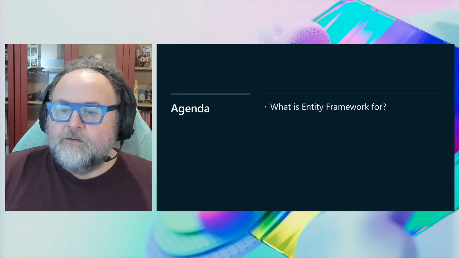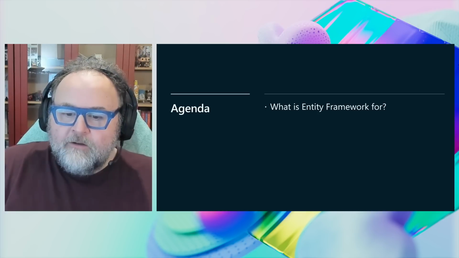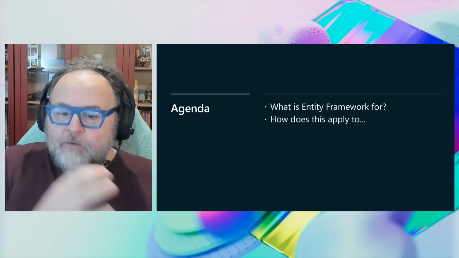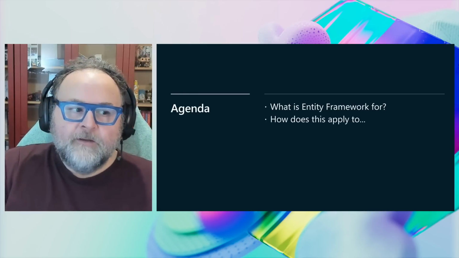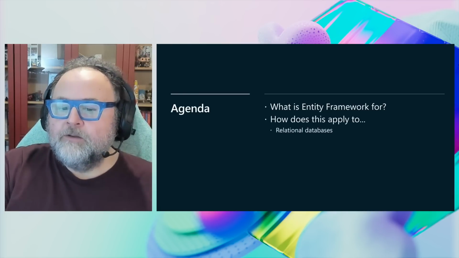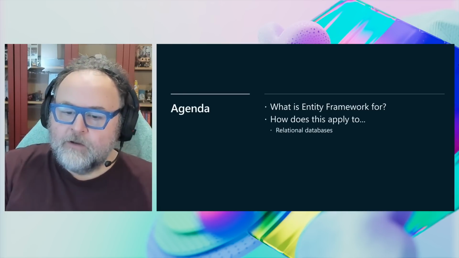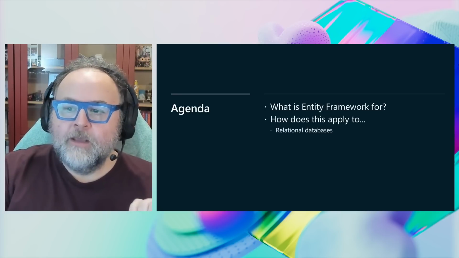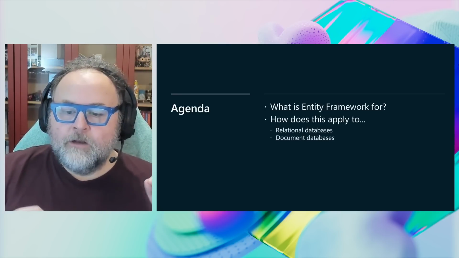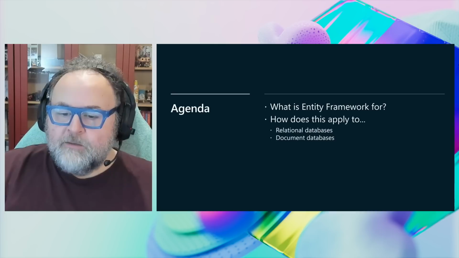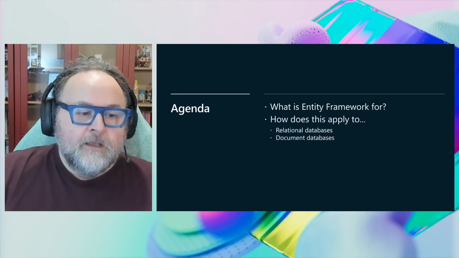So we're going to start off by just saying, okay, at 0, what is Entity Framework for? And then when we've talked about what it's for, we want to specifically look at how this applies to relational databases. So we're going to look at Azure SQL, and we're going to look at Postgres, and also document databases. So we're going to look at Azure Cosmos DB for NoSQL and MongoDB.